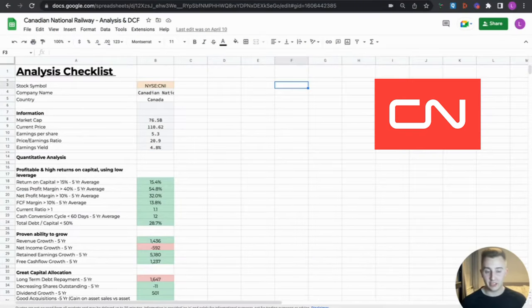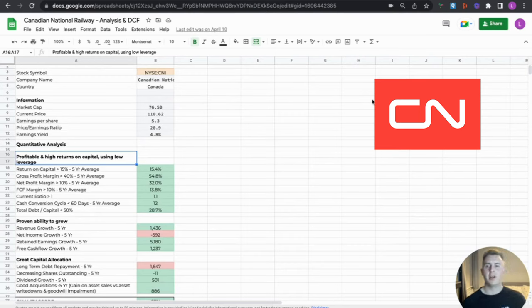Now let's have a look at the analysis checklist for CNR, and we will start with my first pillar: profitable, high returns on capital using low leverage. Returns on capital for this business are very solid, way above the 15% I like to see. Can't complain. Gross profit margin way above 40%, net margins 32% average. Very highly profitable business, something I love to see. Free cash flow margins are a lot different to net profit margins, so something to bear in mind. Over time these two figures should be the same over a long period, probably 10-20 years, but the amount of capex that goes into railroads, where we have to keep reinvesting into their fixed assets, is why there's a bit of a disparity there.